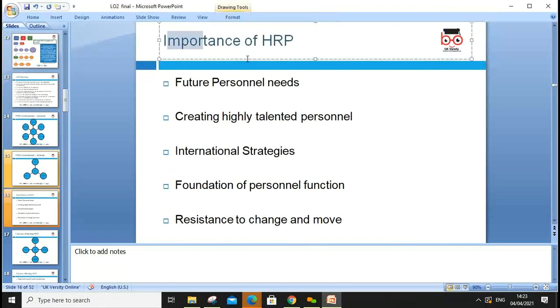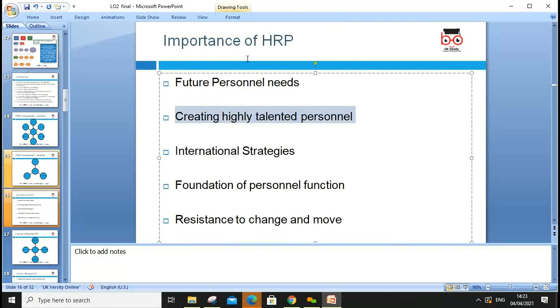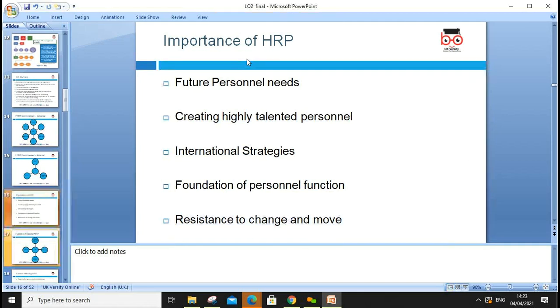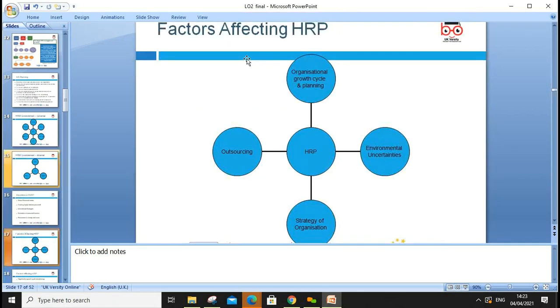Okay, so HRM, human resource planning, and future personnel needs. We need to keep in mind creating a highly talented personnel base, international strategies, a foundation, and resistance to change. Sometimes employees don't want to change, and you want to bring change into our organization. Factors can affect organization growth cycle and planning: environmental uncertainty, organization strategies, outsourcing.